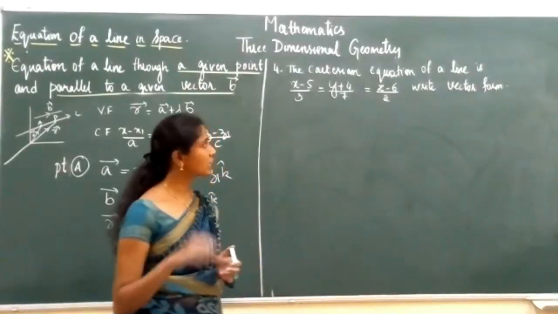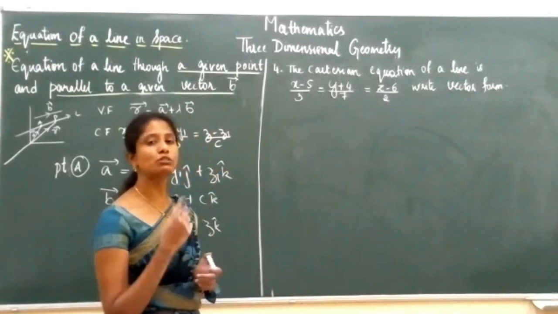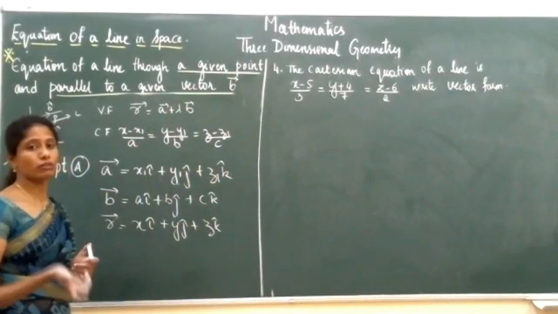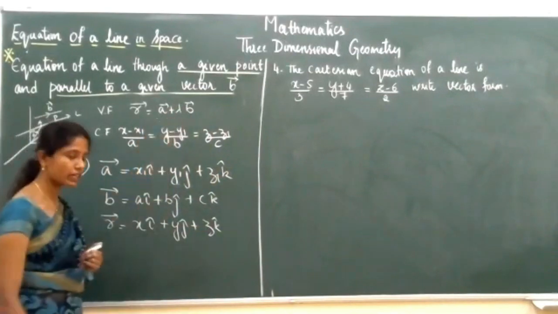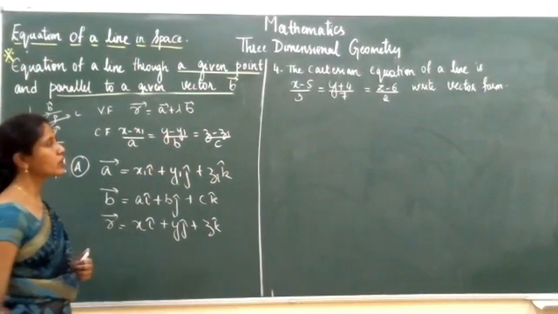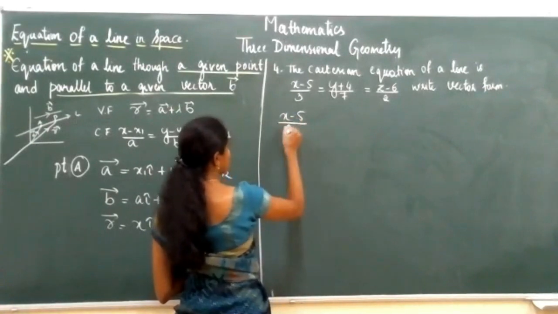Next question. The Cartesian equation of a line is given. Write its vector form. So, they are given this form. We need to write it in the form of a vector. In order to write it in the form of a vector, we need to know what is vector A and vector B. So first, let us consider the Cartesian form which is given.